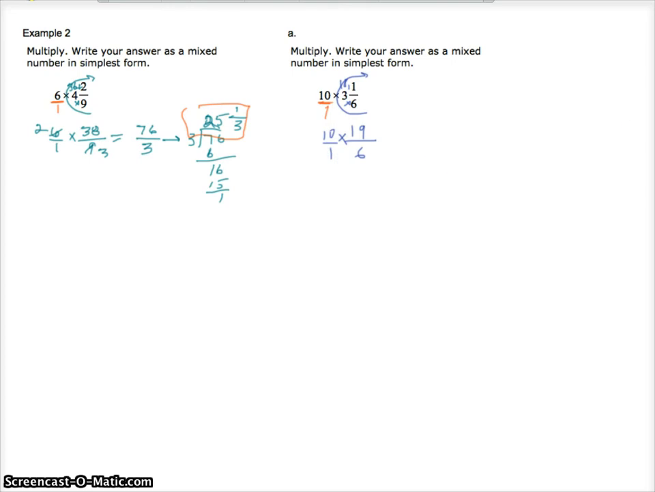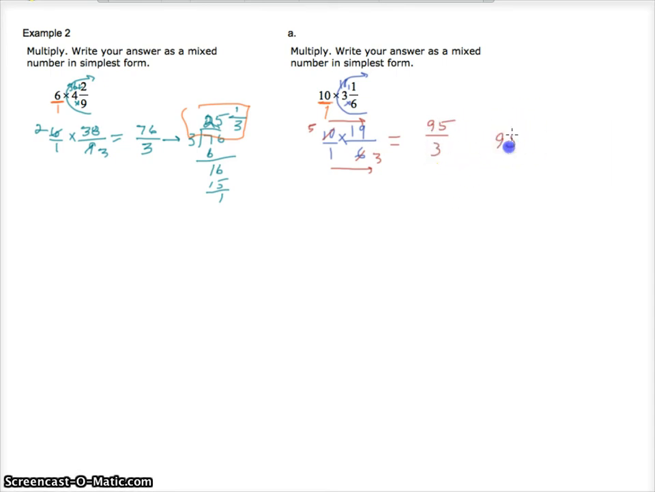I can cross reduce here. 6 and 10 have 2 in them. So I'm going to divide by 2 up here, leaving me 5, and divide by 2 down here, leaving me 3. I'm going to multiply straight across. 5 times 19 is 95 over 3.